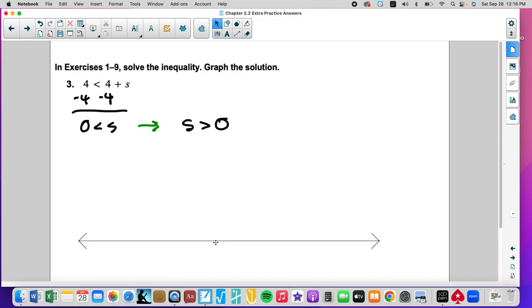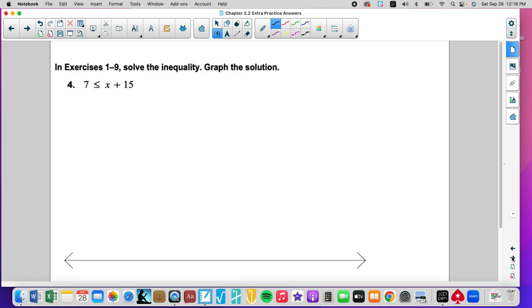I know that how I read it, my solutions are greater than 0. Open circle, going to the right. If we look at it this way, we see 0 is less than s. Some students sometimes make a mistake and think that it's going less than to the left, but it doesn't say that. My variable should come first. It's a little bit easier doing it that way.